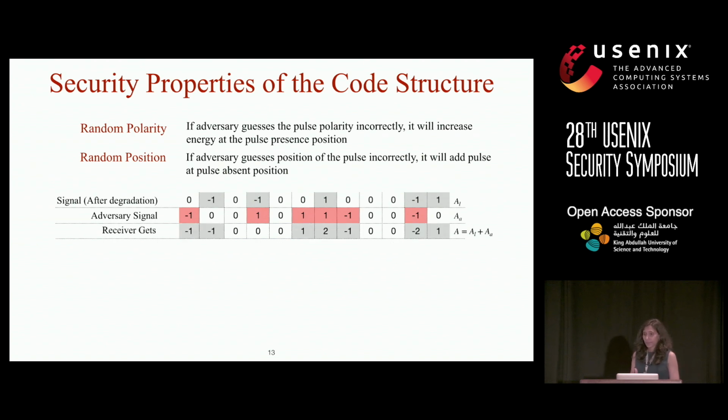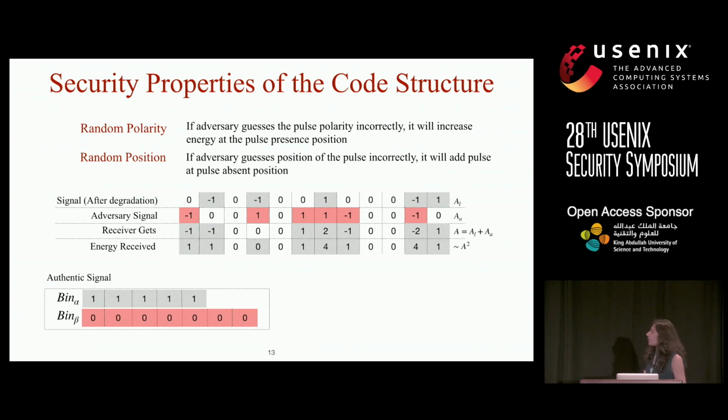If the attacker is lucky, he might succeed in cancelling some of these pulses. Otherwise, he will either amplify the existing pulses or add energy at the positions where energy was not expected. And given that amplitude is increasing, the energy increased further. So this was our authentic signal. This was supposed to be received: there will be some positions which have energy, and other positions which do not have energy. And this is how our code should look.